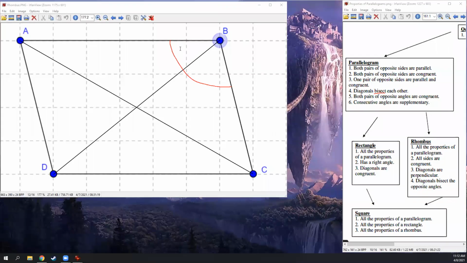So if this was, I don't know, 50 degrees, what would be this side right here? Well, if it's cut in half, it also has to be 50 degrees, right? Easy peasy, right? Well, let's look at a question.